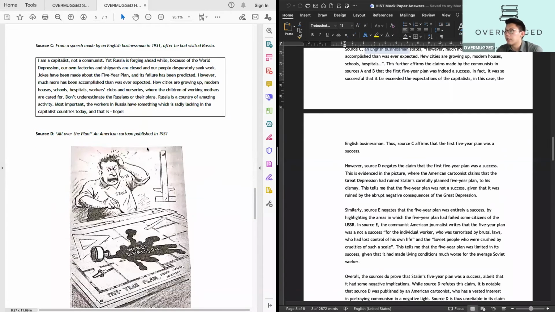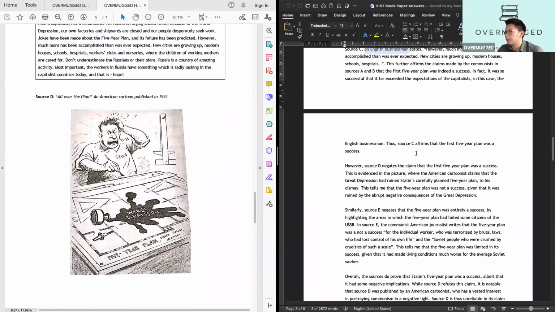Then we look at source D. It again is quite self-explanatory. However, again, I want you to note that in my writing, I bring in the context of the source by highlighting who this source was published from. So here I very clearly write, an American cartoonist claims that the Great Depression had ruined Stalin's carefully planned 5-year plan to his dismay. So I bring in very clearly that it was from an American cartoonist. Then I go on to elaborate, it tells me that the 5-year plan was not a success, given that it was ruined by the abrupt negative consequences of the Great Depression.